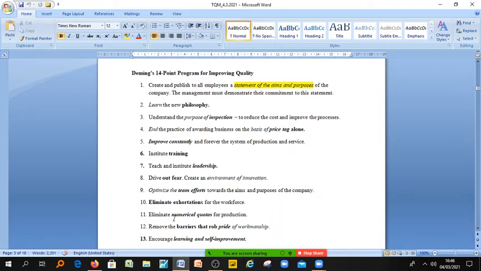Then he talked about number 11, which is eliminate numerical quotas for production. Eliminate numerical quotas.